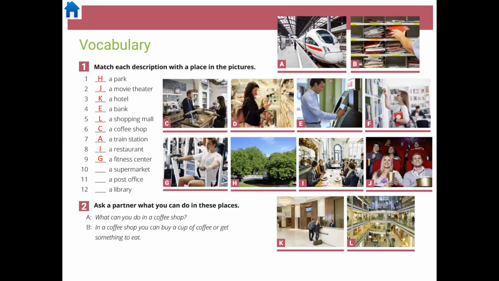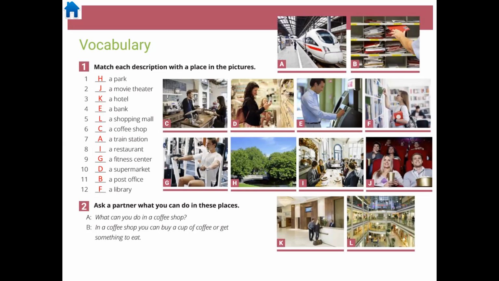Number 10, a supermarket. That one's D. Number 11, a post office, is B. And finally, number 12, a library. That one's F. So if you got 12 out of 12, perfect score, congratulations.